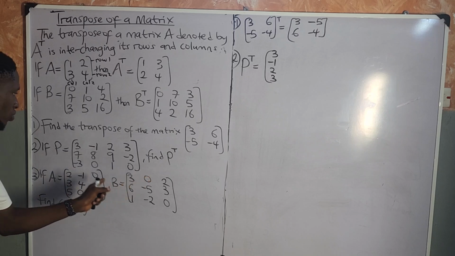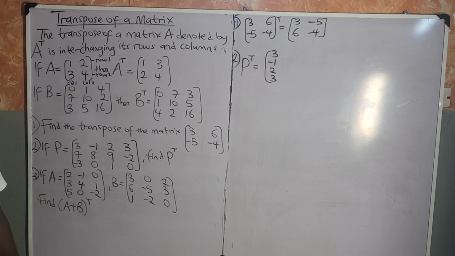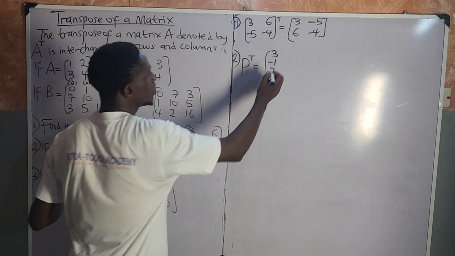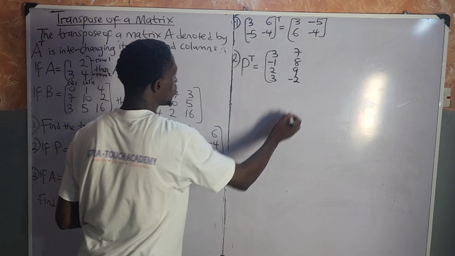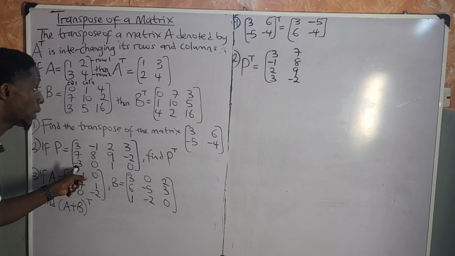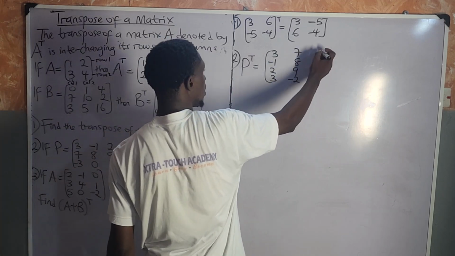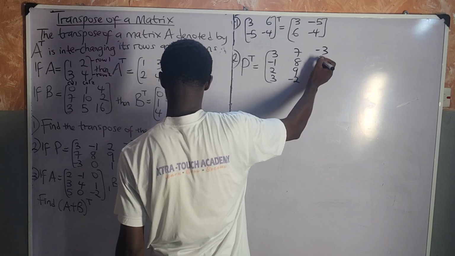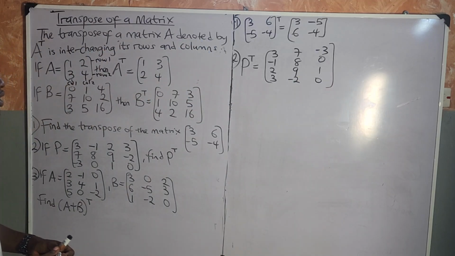What is in row 2? 7, 8, 9, minus 2 is going to occupy the position of column 2. So 7, 8, 9, minus 2. What is in row 3? Minus 3, 0, 1, 0. So it's going to occupy the position of column 3. Minus 3, 0, 1, 0. And that should be the final answer.